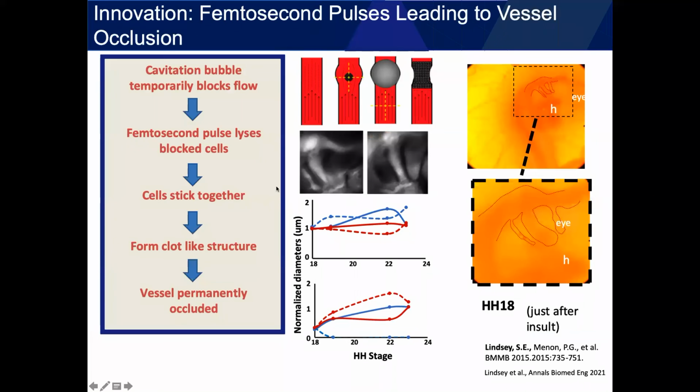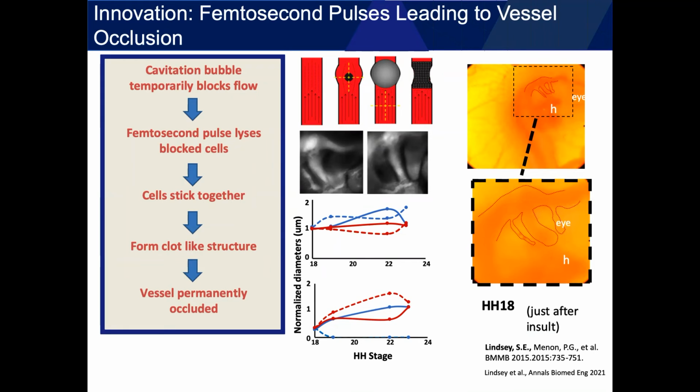For the occlusion, the embryo doesn't have clotting factors early on. A normal clot would form by disrupting the surface, and then you have fibrin and this whole cascade to form a clot. So these occlusions are actually formed by lysing a bunch of cells, which become sticky and stick together in a clump.